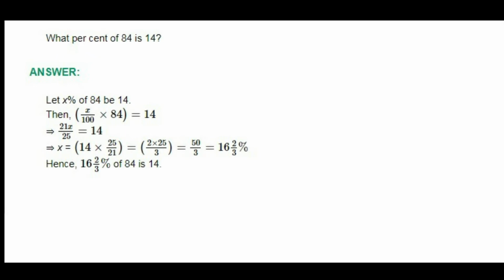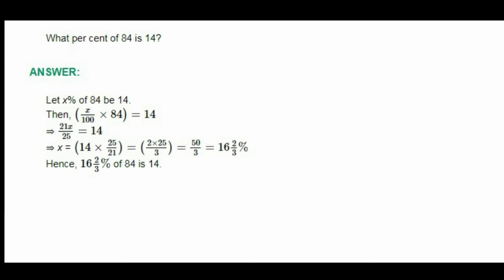So our next question is, what percent of 84 is 14? So 14 is the answer, and 84 is the number, and they are asking you what is the percentage that, if applied to 84, gives the result 14. We don't know the percentage, so we are considering the percentage as x%. So x% of 84 means x by 100 into 84, that must equal 14.